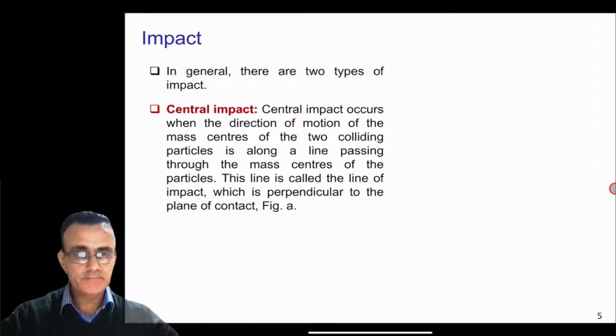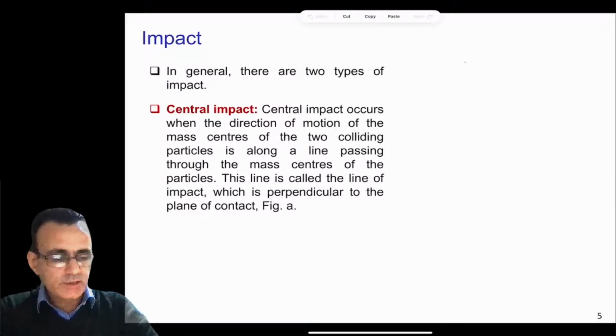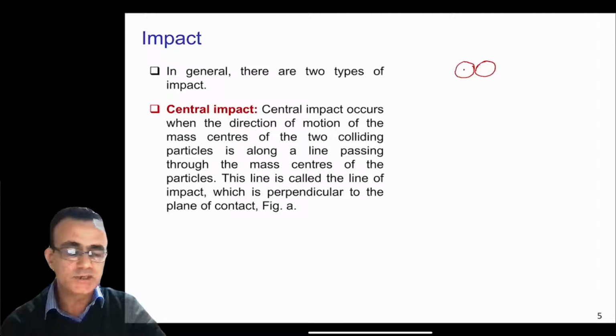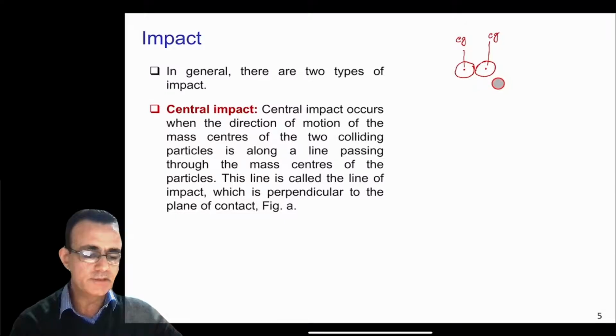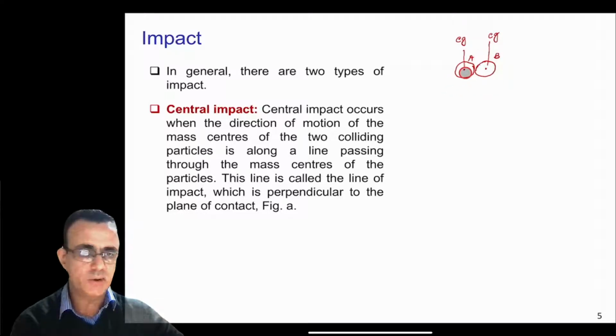So if you want to represent the central impact by a diagram, consider two balls here. If these two balls are in contact with each other, these are the CGs. This is the CG of the first ball, and this is the CG of ball number 2. We call this ball A and ball B, and we will represent them just by particles. The center of gravity of the first particle is this point here. The center of gravity of this particle is this point here.